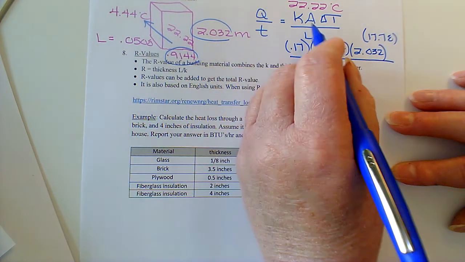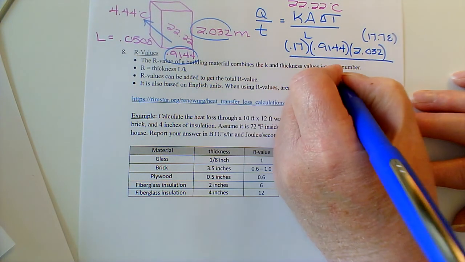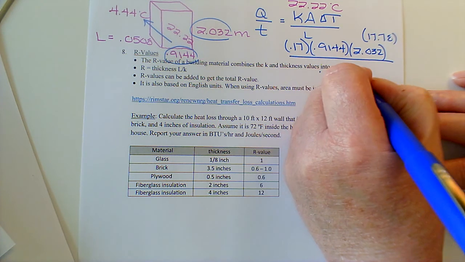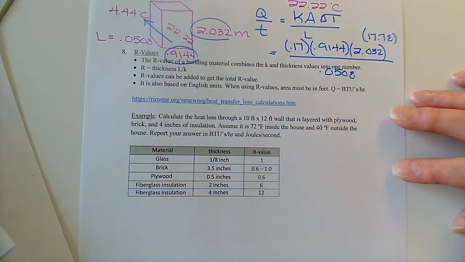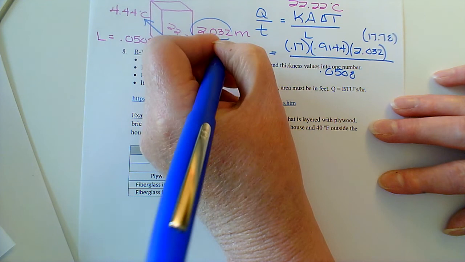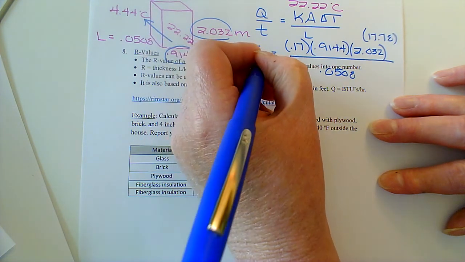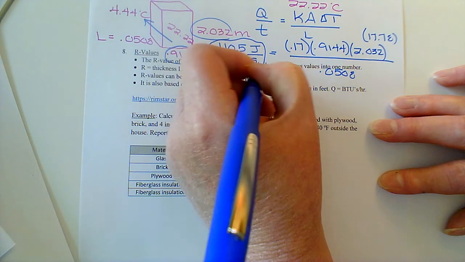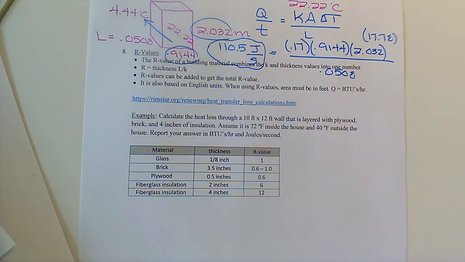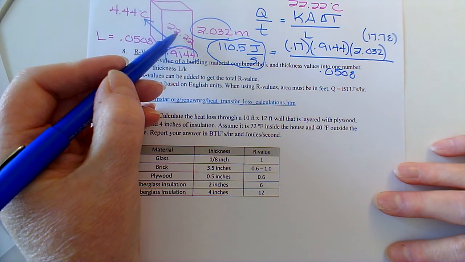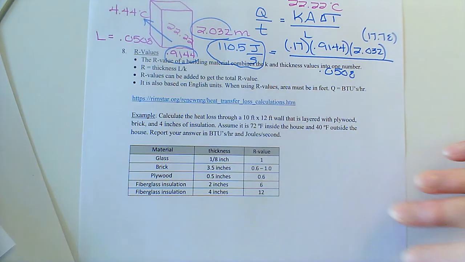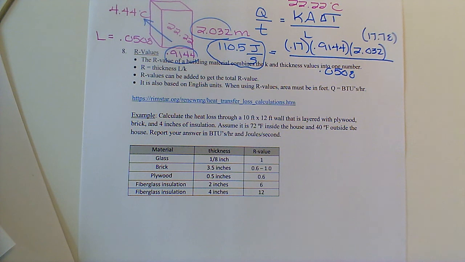over the thickness, which is 0.0508. And then when I number crunch that, I end up with 110.5 joules of heat per second. I lose that many joules per second through my front door on a 72 degrees inside my house and 40-degree day outside. All right, I'm going to stop this video now because it's getting long, and then I will talk through the last two on the second video.